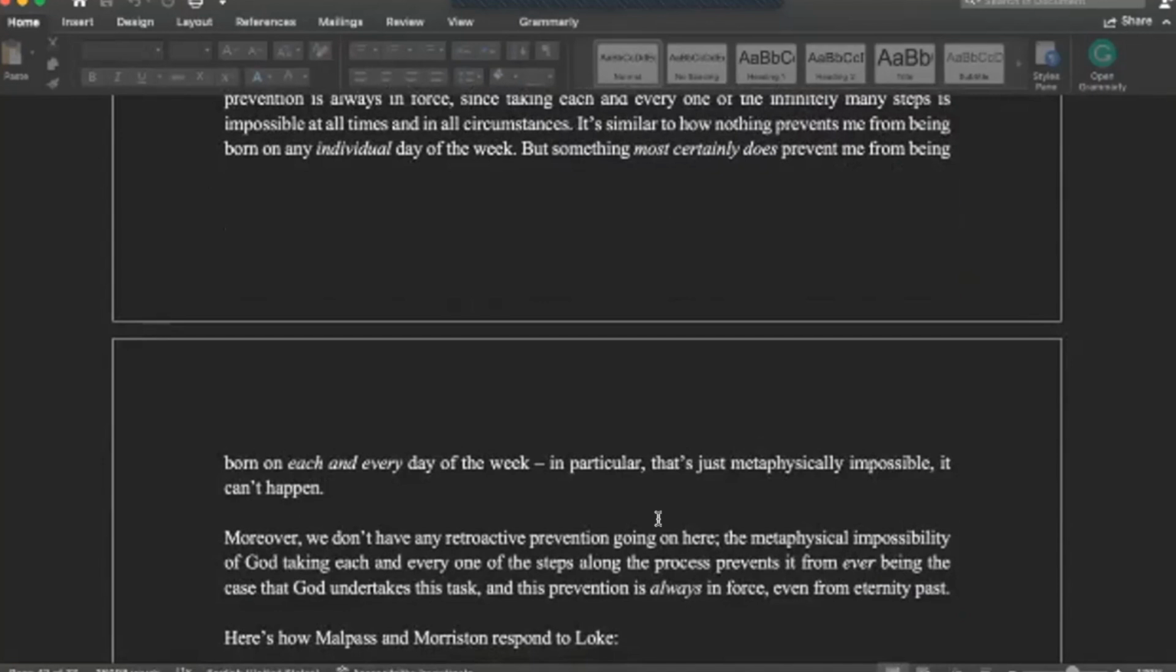Moreover, we don't have any retroactive prevention going on here, right? The metaphysical impossibility of God taking each and every one of the steps along the process prevents it from ever being the case that God undertakes this task. And this prevention is always in force, even from eternity past.